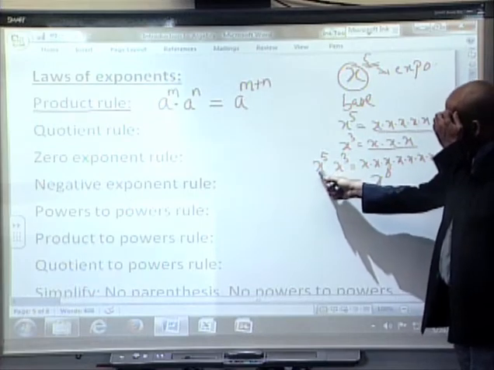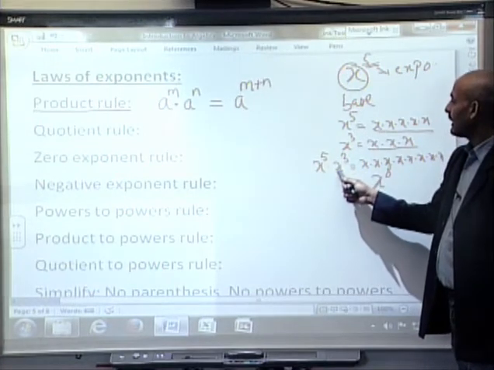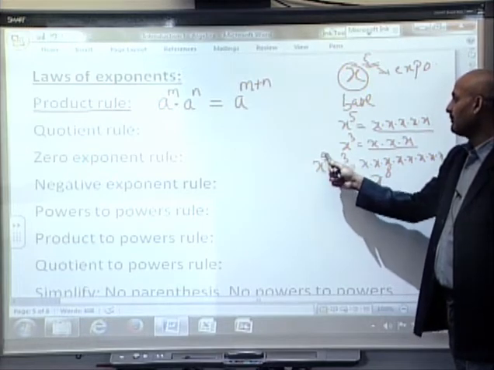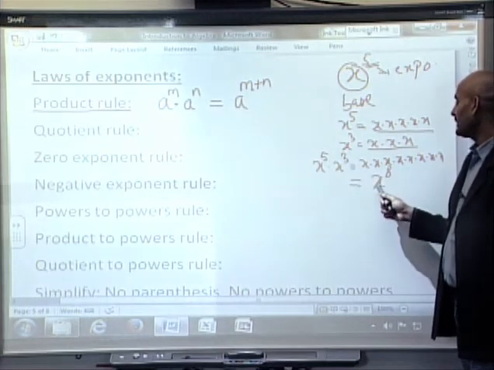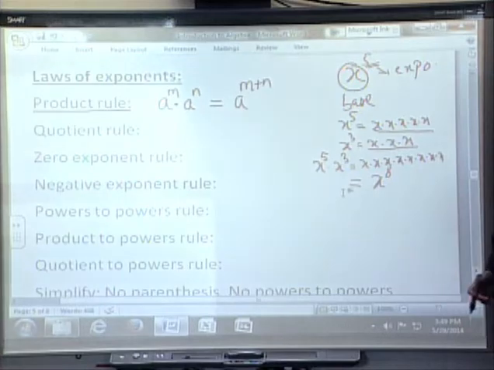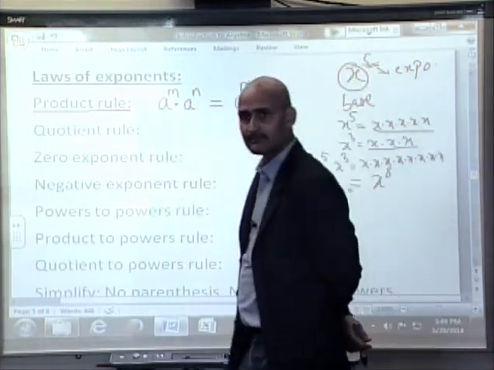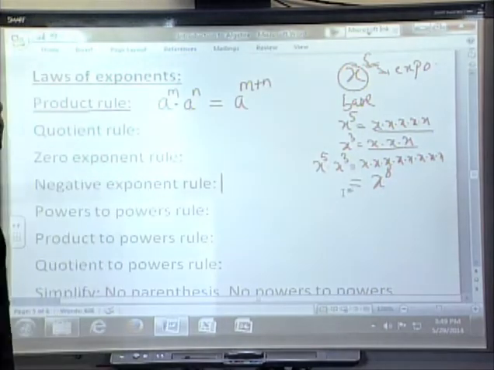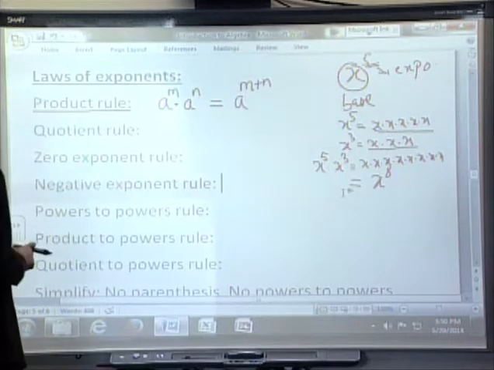So look at this now, x to the m times x to the n is x to the m plus n. Where m is 5 and n is 3, x to the m plus n, 5 plus 3 is 8. That is what we call the product rule of exponent. What the product rule is saying is, if you want to multiply two quantities with the same base, add their exponents.